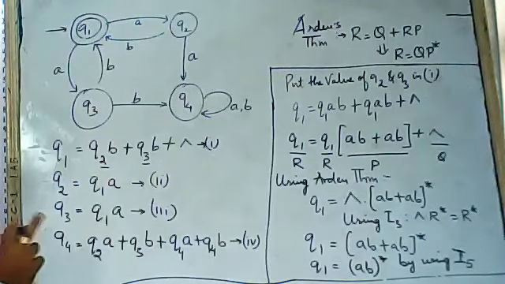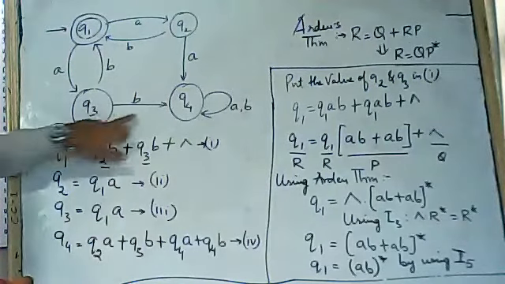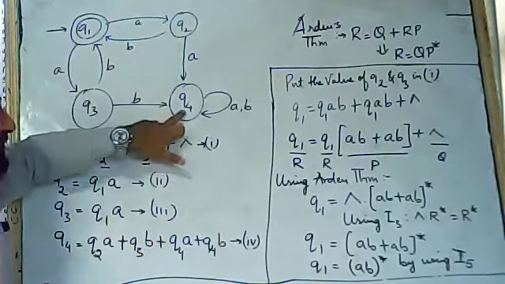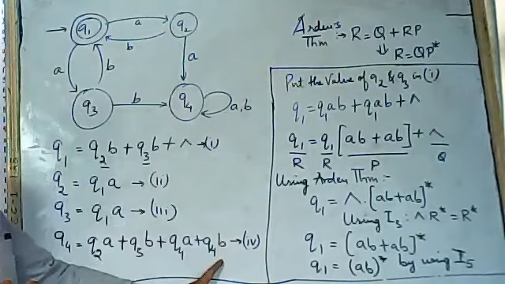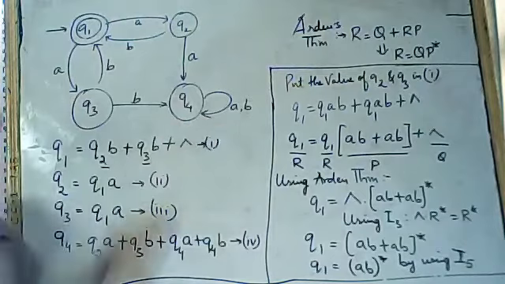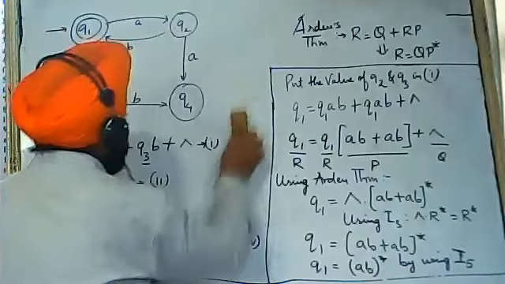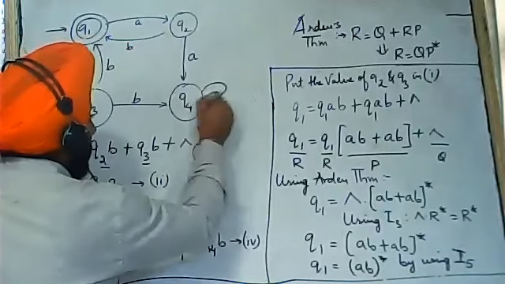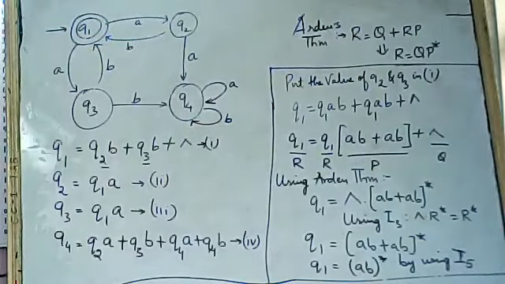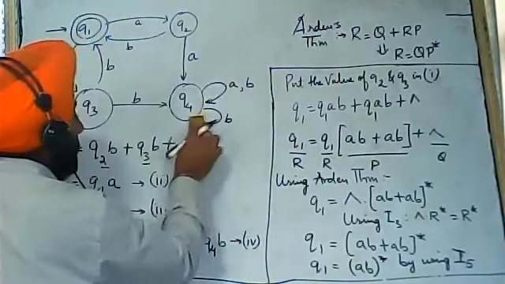Next we have the equation for Q4. So the equation for Q4 is Q2A, Q3B, and Q4A plus Q4B, right? So a total of 4 incomings are there. This can also be written as this thing, A and B, right? Or it can be written as A comma B, same thing.